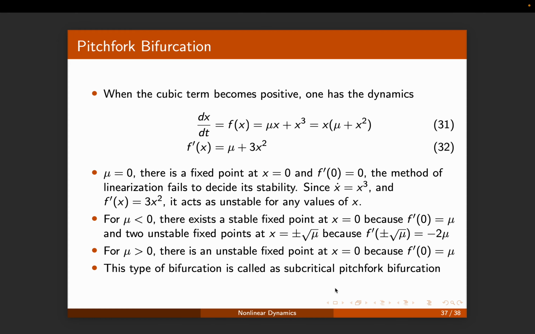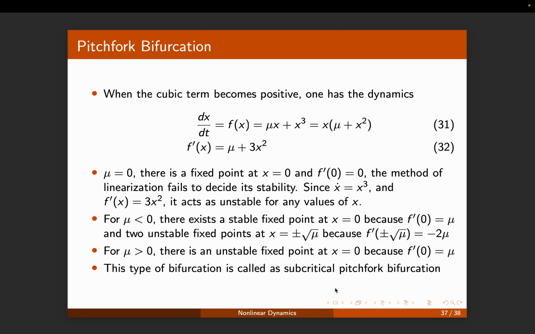Let's change the sign in the same dynamical equation and see how the bifurcation changes. So now we have x dot equal to mu x plus x cube. So f prime becomes mu plus 3x square. For the case of mu equal to 0, we have the fixed point at x equal to 0, but f prime becomes 0 here. Again the method of linearization fails. But from the dynamical equation, x dot equal to x cube and f prime of x equal to 3x square, for any values of x, f prime is positive. So x equal to 0 is an unstable fixed point.